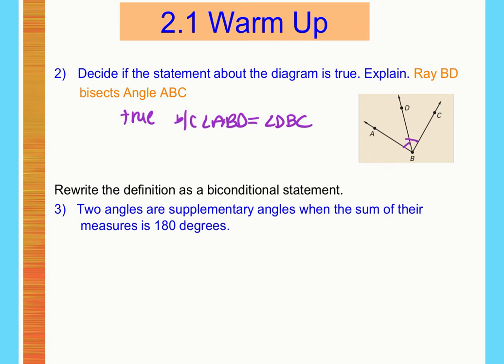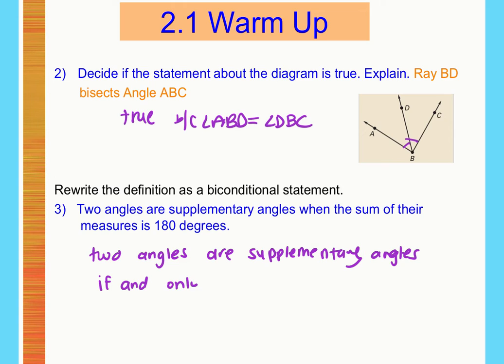All right, number 3, rewrite the definition as a biconditional statement. What has to be in a biconditional statement, Sophia? If and only if. So two angles are supplementary angles when the sum of their measures is 180 degrees. Go, Santi. Two angles are supplementary angles if and only if the sum of their measures is 180 degrees. Good. Two angles are supplementary angles if and only if their sum equals 180 degrees. Questions on any of that stuff?